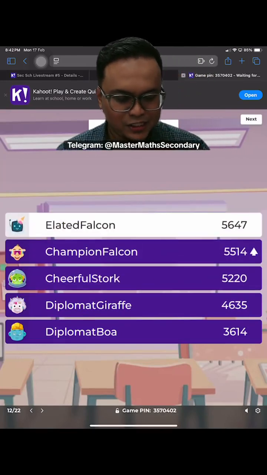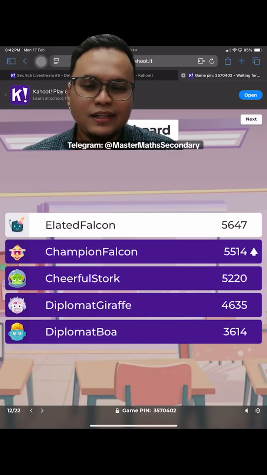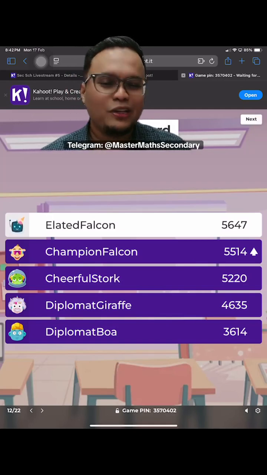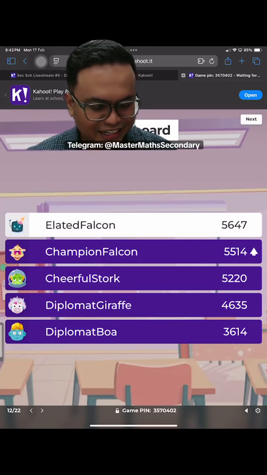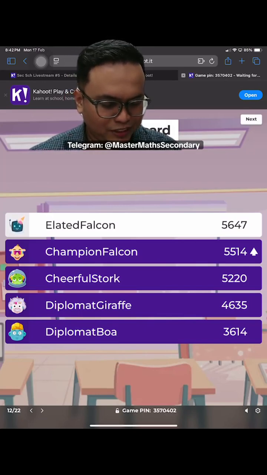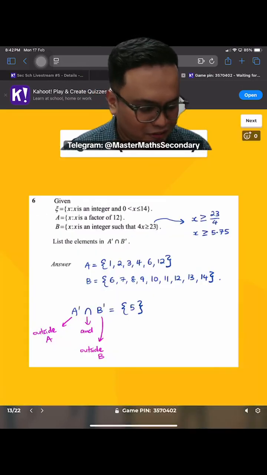Falcon is still keeping his position. Oh, but there's another falcon, flying, trying to catch up with the earlier falcon, the elated falcon. Let's see which falcon will win now, or maybe another animal will take over.